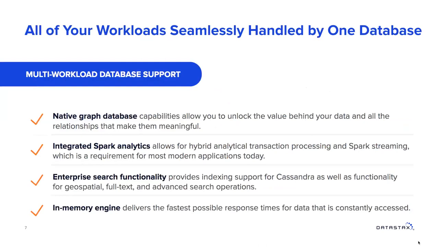DataStax also goes beyond core Cassandra to provide support for mobile workloads, and all of this is supported under one unified security model. So for example, we have a native graph database, and those capabilities really enable you to identify and analyze those hidden relationships between connected data. The Spark analytic capabilities provide real-time analytics. I'm sure many of you are familiar with Spark. And then we also provide enterprise search functionality as well as an in-memory engine for cost performance. You can dig into more details of our data management capabilities on our website, of course.